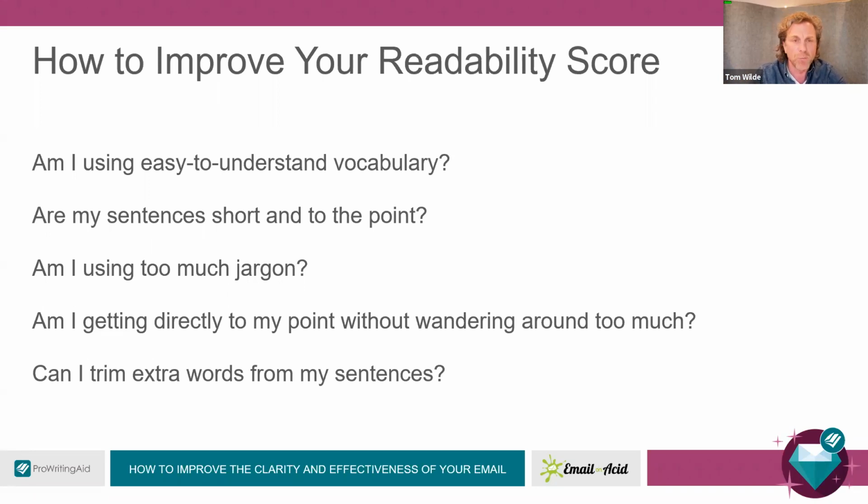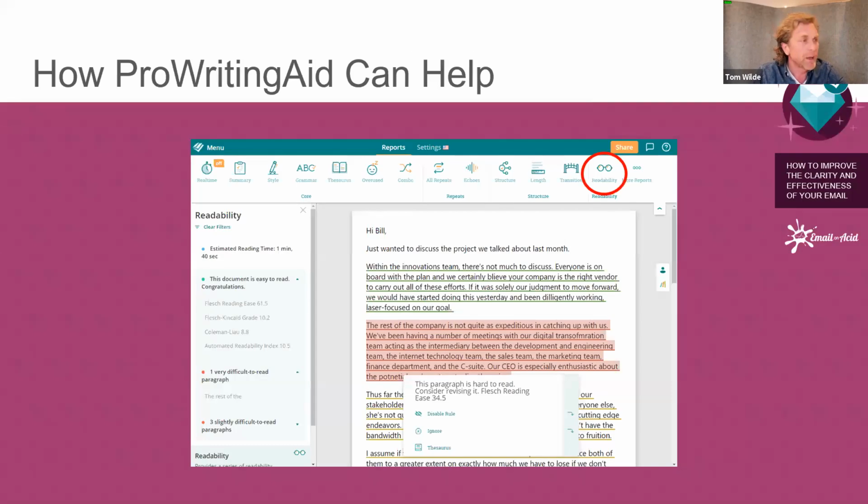Okay, let me show you an example. In ProWritingAid, you can see we've got our own readability report right here. I've highlighted it on the reports toolbar. You can see in the left-hand toolbar, it gives you some statistics about the document, so reading time. It also gives you the Flesch Reading Ease score, the Flesch-Kincaid grade, as well as a couple of others. We here tend to focus on the Flesch Reading Ease score. We do it for consistency's sake.